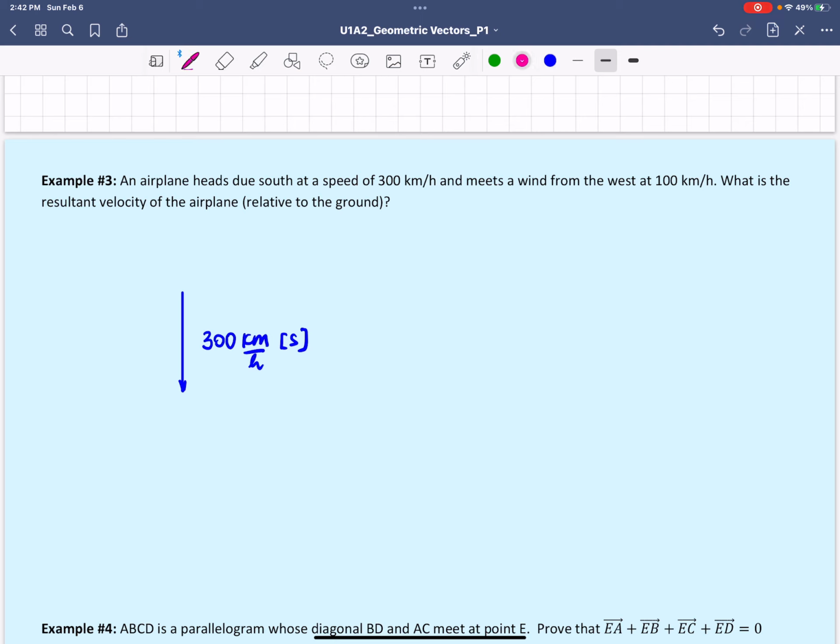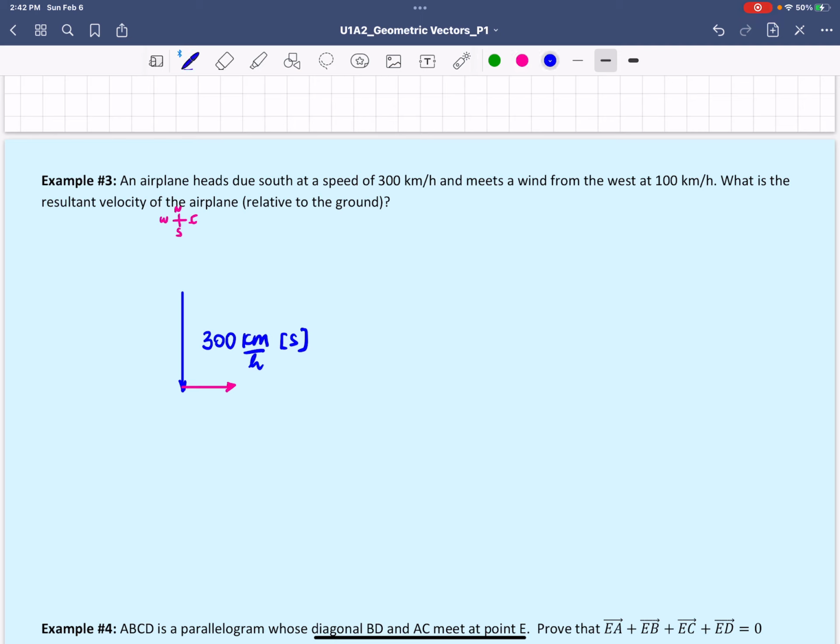And what I'm going to do is I will draw the compass right on top. North, south, west is here, and east. So if the wind is coming from the west, it means that it is pushing this airplane further to the left. So here is the velocity of the wind. And it seems to be 100 kilometers an hour, so kind of 1/3 of the speed of the plane. Now, what is the resultant velocity of the airplane relative to the ground?